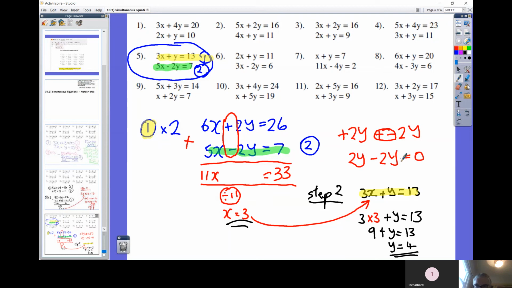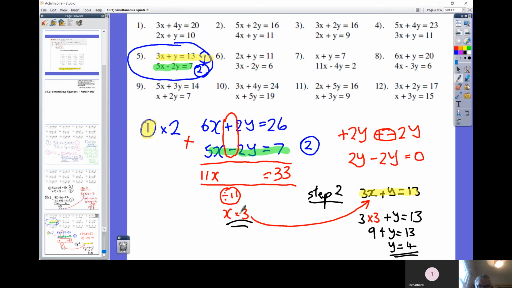We've eliminated y. So the y's have gone. And then carrying on with the adding, 26 add 7 is 33. So we're left with 11x equaling 33. And that's easy to solve. We just divide both sides by 11, giving us that x equals 3.